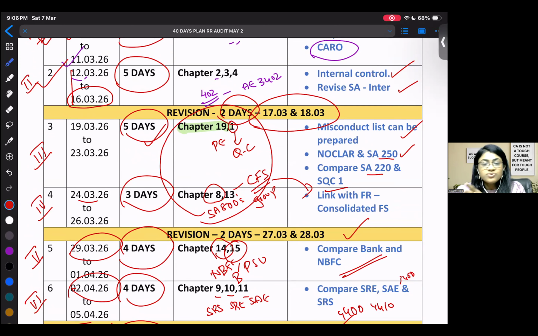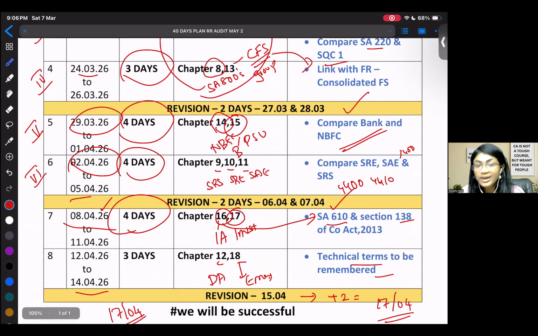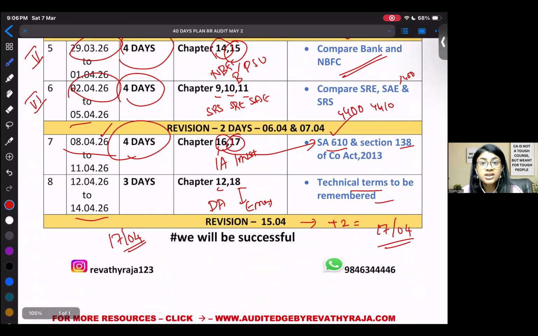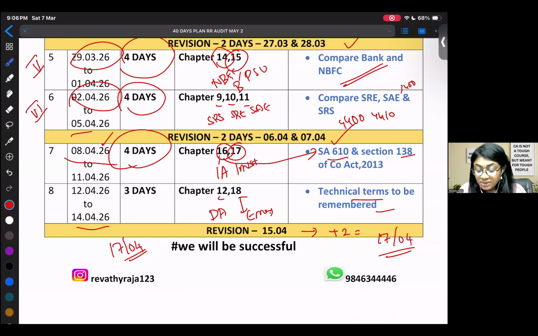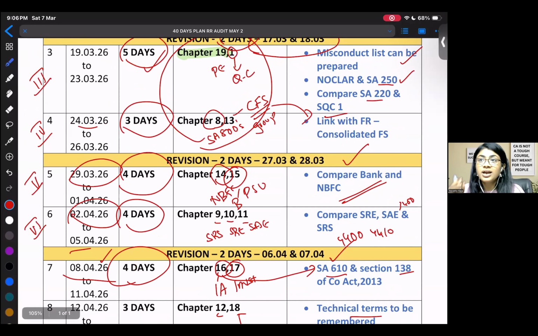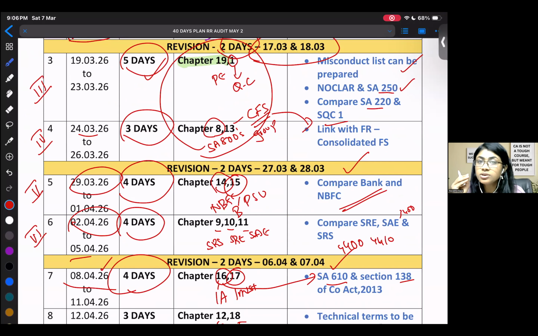You might need the last 4 or 5 days for the FR paper. Still, if you can finish by April 17th, again you can revise. See, I'm not asking you to spend a full day for auditing. I'm just asking you to spend 3 hours for auditing. That depends upon how you feel. There are people who have exemptions in FR or AFM. There are people who are studying for both groups. They have to adjust it accordingly. This plan will be available on my website.